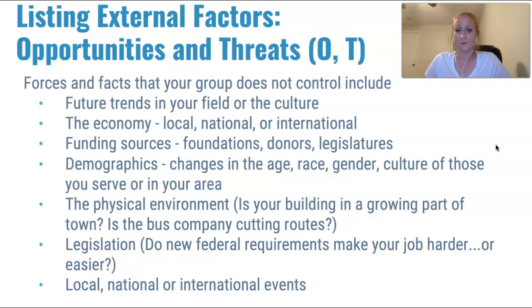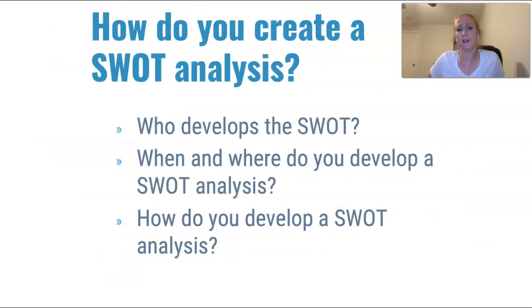The physical environment: is your building in a growing part of town? Is the bus company cutting routes? What's happening physically around you that's growing or shrinking or changing? What about legislation, like new federal requirements that make your job harder or easier, or emerging bills to keep your eye on? And then certainly local, national, or international events or news stories and coverage that are going to influence some of the things that you do as an organization. So how do you actually create a SWOT analysis?